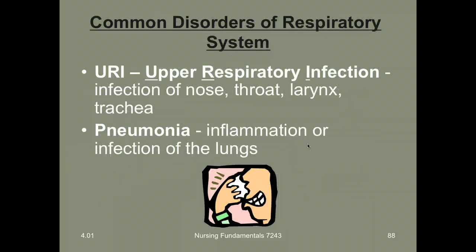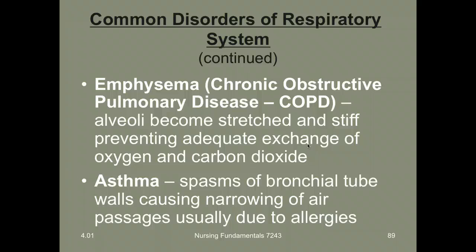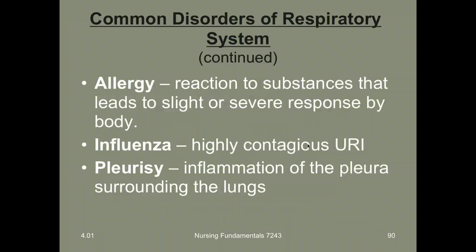Some of the common disorders of the respiratory system: a URI, which is an upper respiratory infection, includes infection of the nose, the throat, the larynx, and the trachea. Pneumonia, which is inflammation or infection of the lungs. Emphysema, or chronic obstructive pulmonary disease. The alveoli become stretched and stiff, so there is not adequate exchange of oxygen and carbon dioxide. Asthma, which is a spasm of the bronchial tube walls, which causes narrowing of air passages due to allergies.